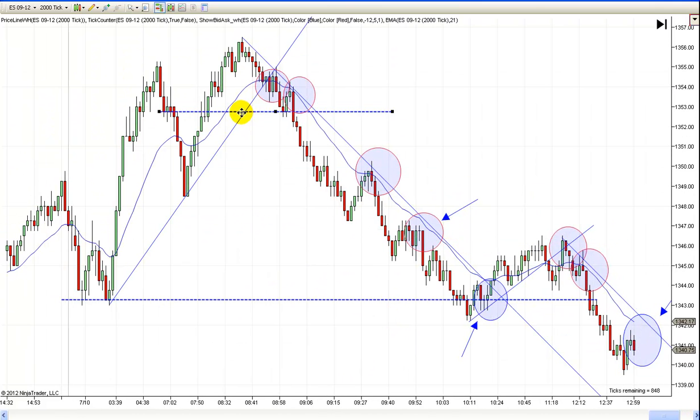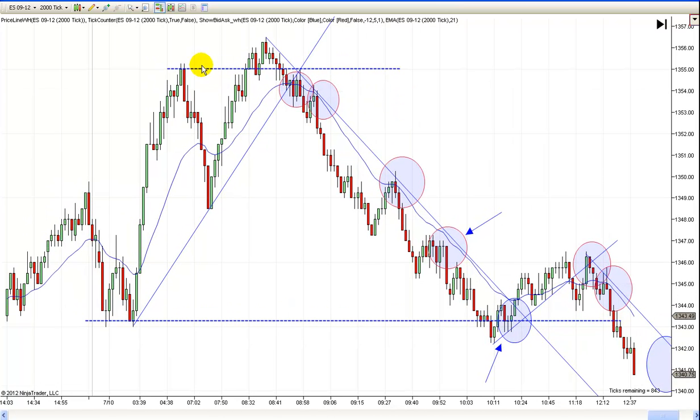This actually should have been up here because we had this little double bottom across here. We really had a double bottom right here, but we also had another set of support across here. But this is where I started the day with this line right here. And we had this failed break above it. We pulled back. It looked like it was going to try to hold and go higher, but it kind of got through there and then went higher.